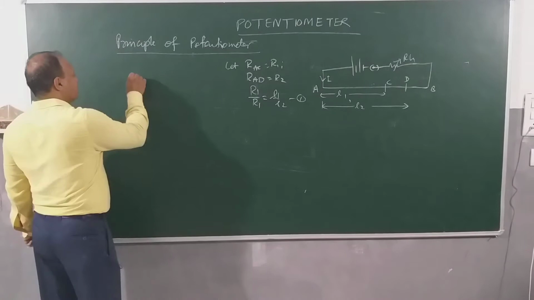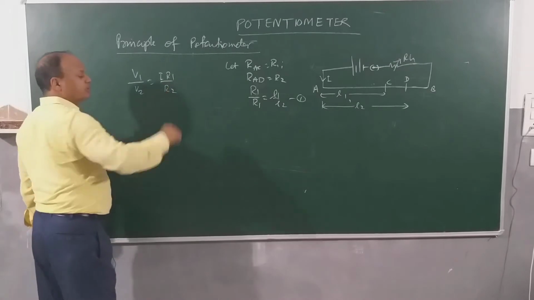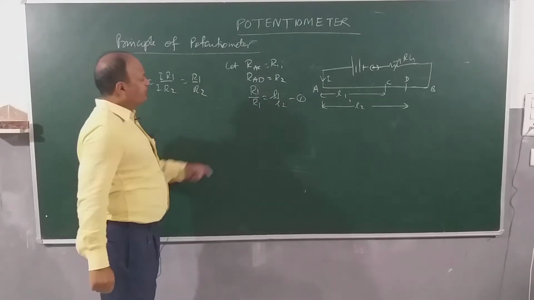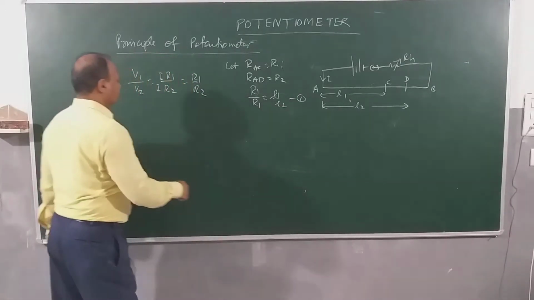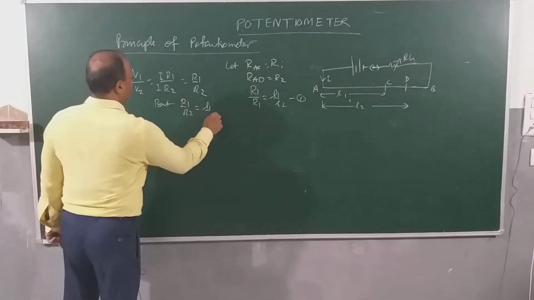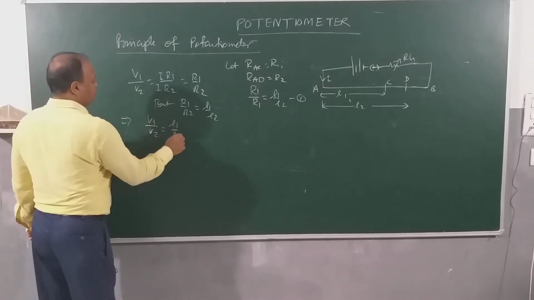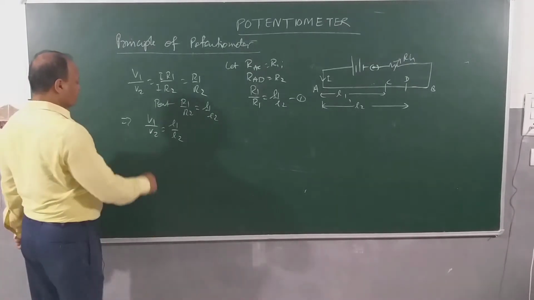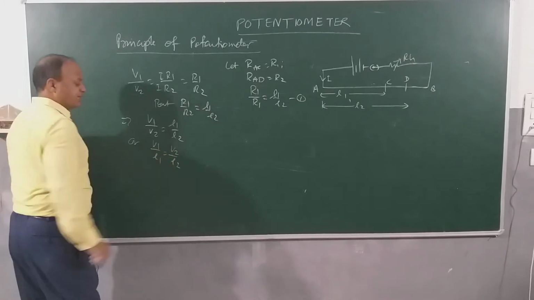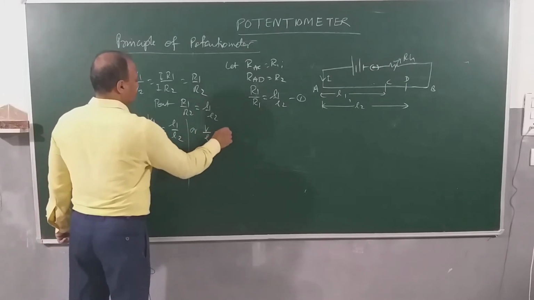Now the potential difference V1 divided by V2 will be I into R1 divided by I into R2. I and I cancel out, so it will be R1 by R2. But R1 by R2 is equal to L1 by L2. So we say V1 by V2 is equal to L1 by L2, right? Or we can also write V1 by L1 is equal to V2 by L2, or V by L is constant.